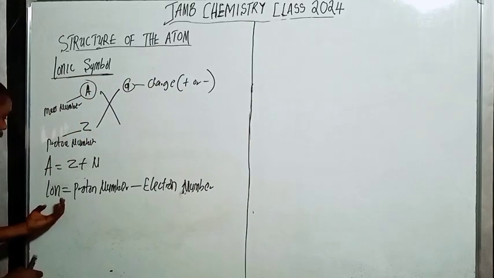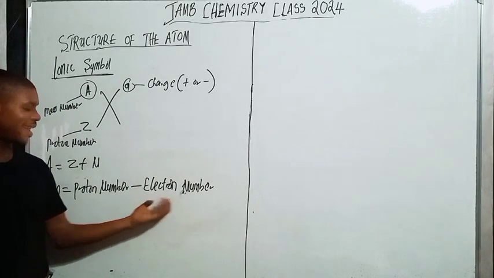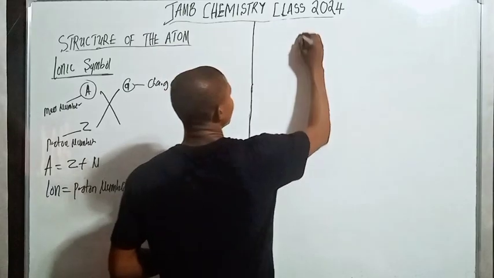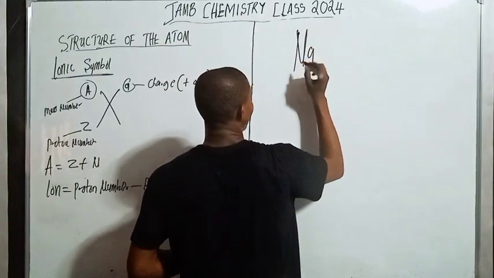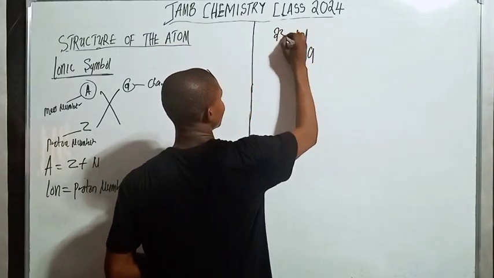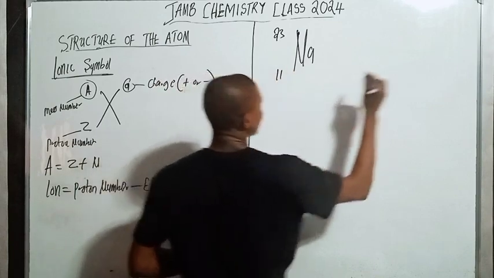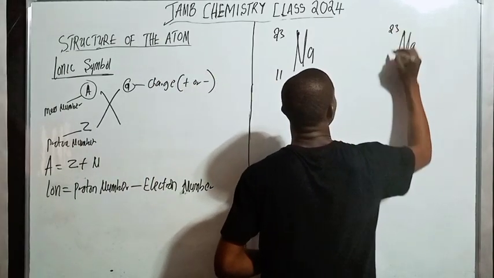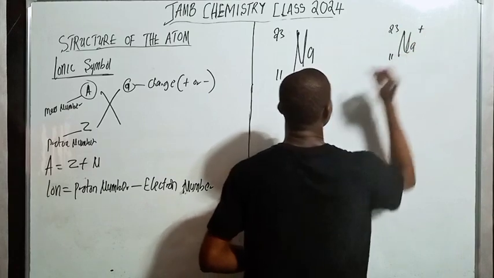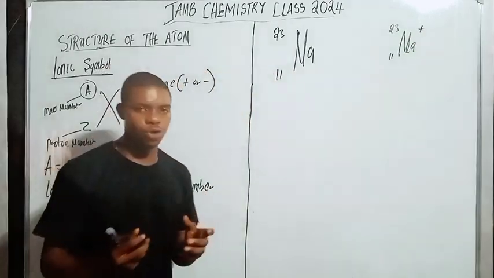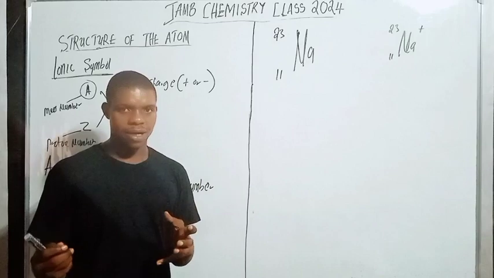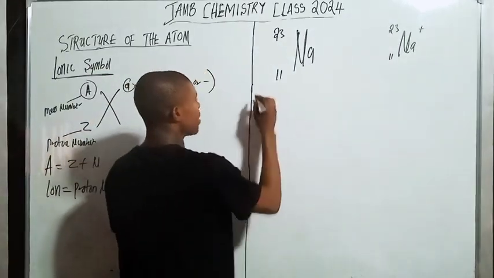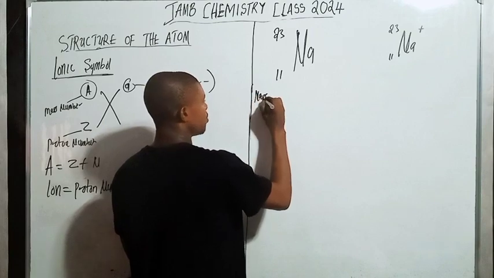So we have ion equals proton number minus electron number. For example, here I have Na, which is 23 and 11, with a plus charge. Let's look at the proton number, the neutron number, and the electron number. So the atomic number and my mass number.